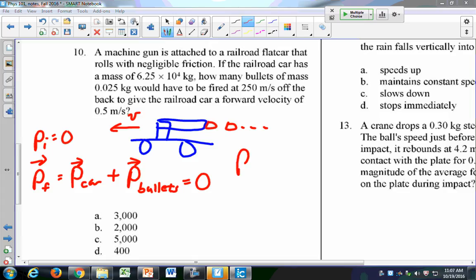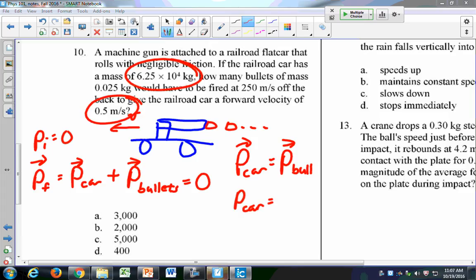So I can find the momentum of the car. Let me write that. So the momentum of the car has to equal the momentum of the bullets. And the momentum of the car is also equal to the mass of the car, which is this, times the speed of the car, which is this. And that's what? 3.125 times 10 to the 4. Is that right? Yeah, that's right. Kilogram meters per second. That is the momentum of the car. What I did is I said this number times this number gives me 3.125 times 10 to the 4. Now, that has to equal the momentum of the bullets.